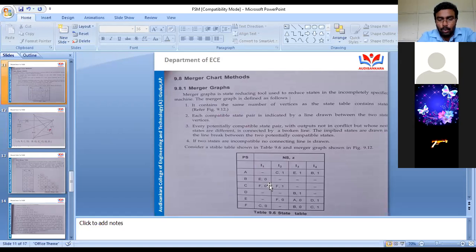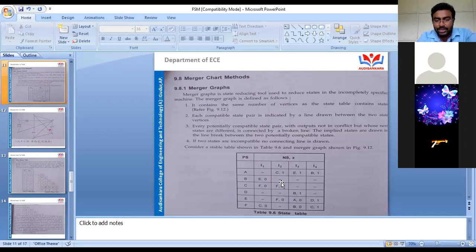Now compare B and C. What is happening, students? Look at the outputs. What is the output here? Zero. So the same output is available here. What about the next states? Next states are different. For B it is E, and for C it is F.